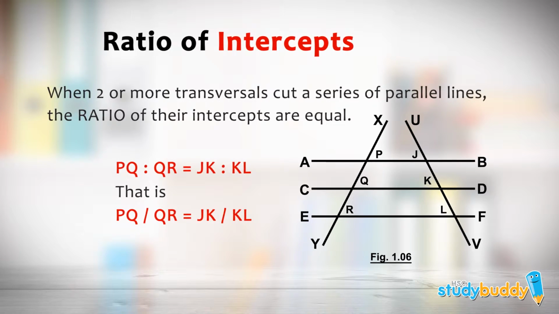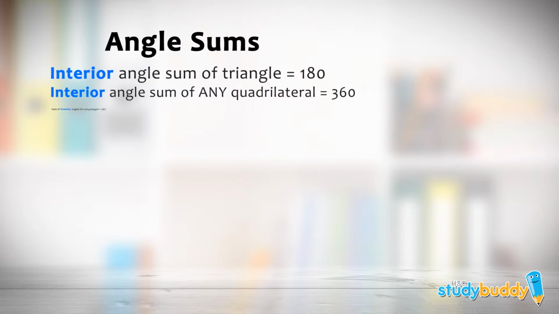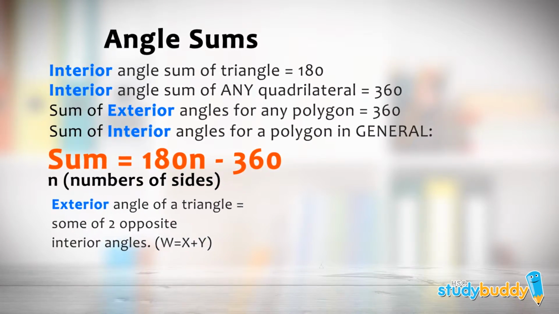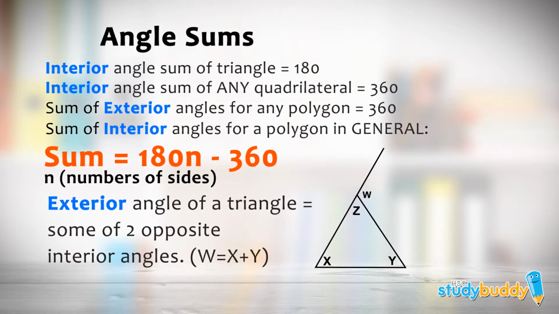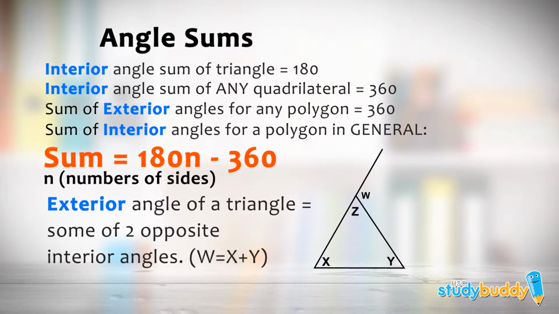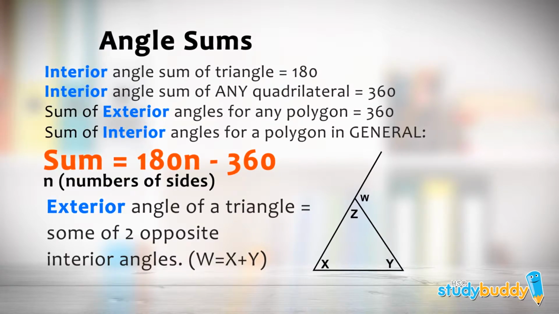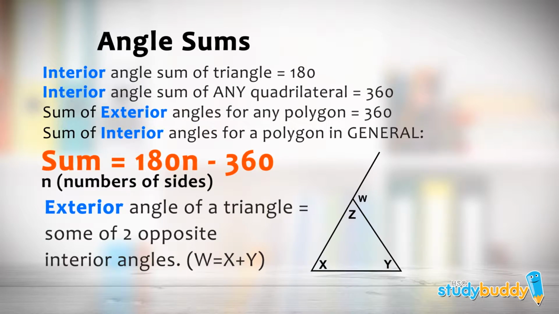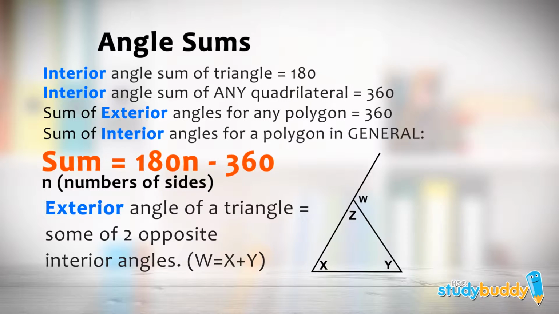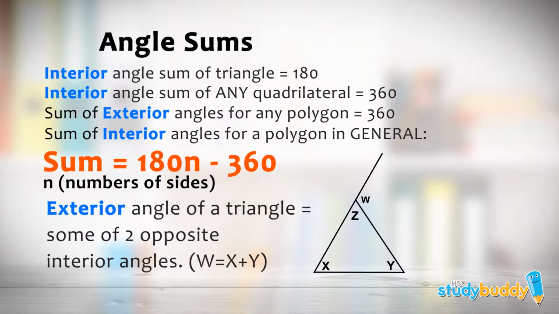Another thing to keep in mind. Quick recap of some angle sums. Again, many of these you may be familiar with, but if there's something you haven't covered, you may want to jot it down. So the interior angle sum of a triangle is 180 degrees. Any quadrilateral will be 360 degrees. And the exterior angles for any polygon will be 360 degrees, where a polygon is any n-sided figure, where n is just an integer. The interior angles of a polygon in general will be 180 times n minus 360 degrees, where n is the number of sides. And we know that the exterior angle of a triangle is equal to the sum of the opposite interior angles.